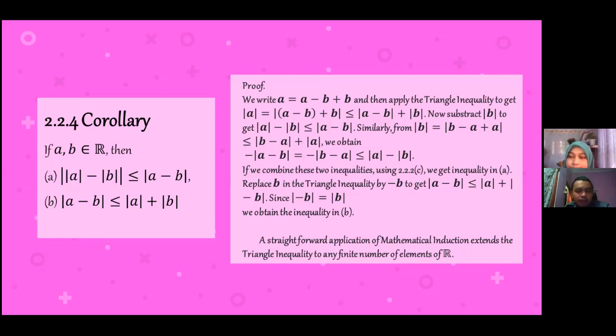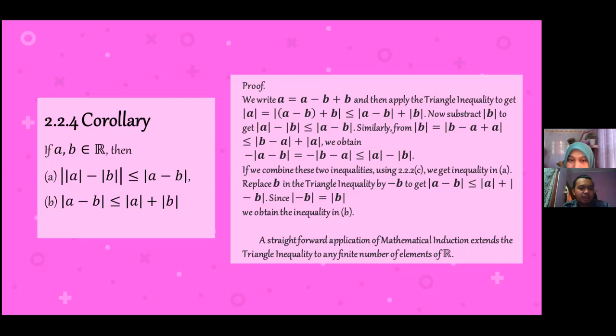Similarly, from the absolute value of B equals the absolute value of B minus A plus A, which is less than or equal to the absolute value of B minus A plus the absolute value of A. We can obtain the negative absolute value of A minus B, which equals the negative absolute value of B minus A, less than or equal to the absolute value of A minus the absolute value of B. Okay, if we combine these two inequalities using 2.2.2c, we get the inequality in A.